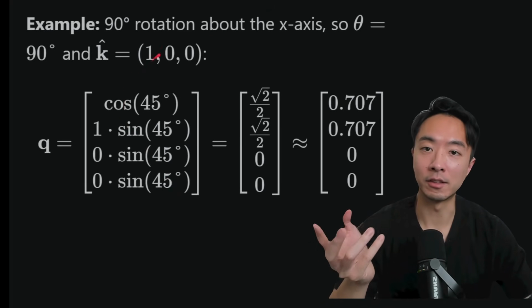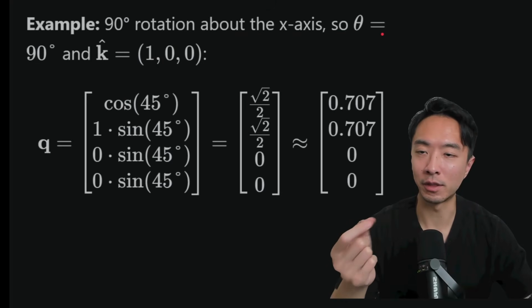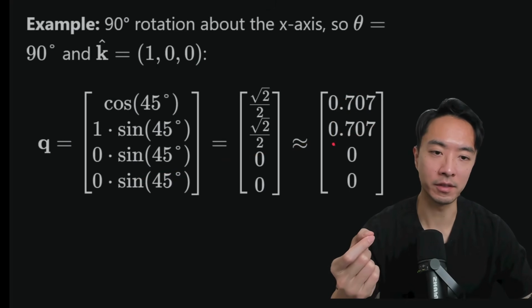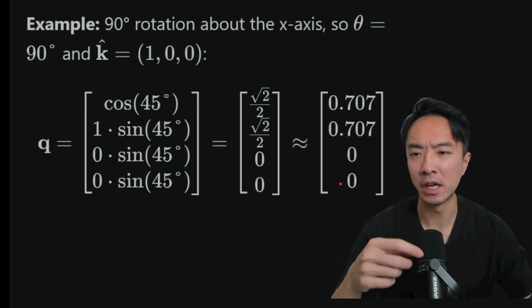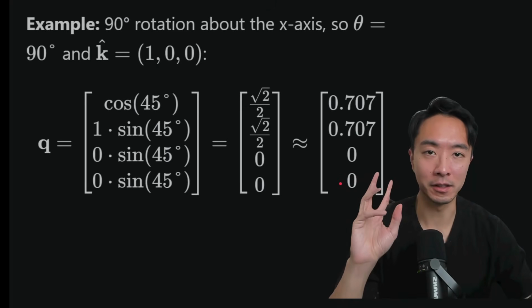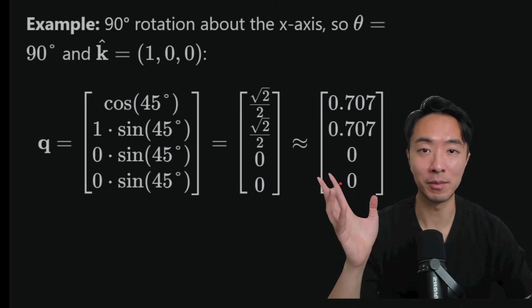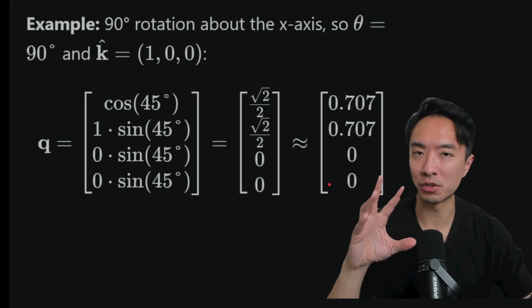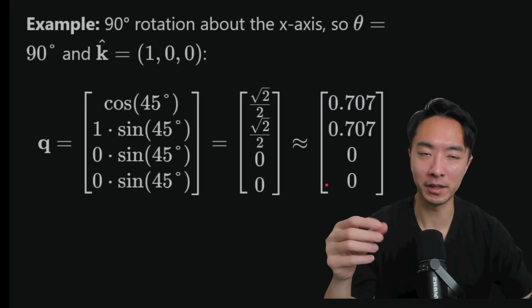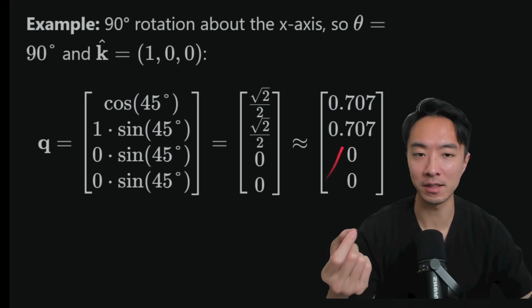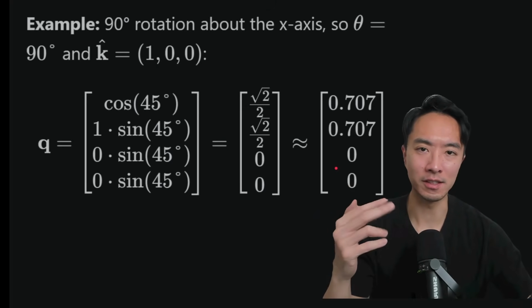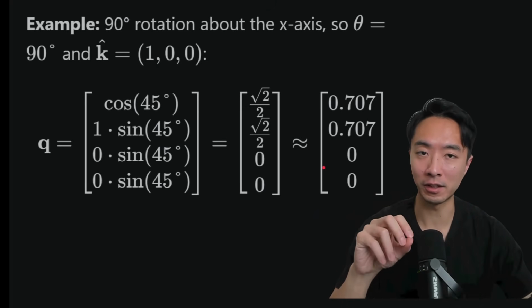Let's say we have a 90-degree rotation about the x-axis. So theta equals 90 and k equals 100. If we plug it in, this is what we get here, 0.707, 0.707, 0, 0. Unless you have a very creative or imaginative mind about how to visualize quaternions, most of the time I like to just interpret the physical meaning from things like axis angle or rotation matrices. The quaternion is just four numbers that it outputs, which doesn't really have a lot of physical meaning if you just directly look at this.